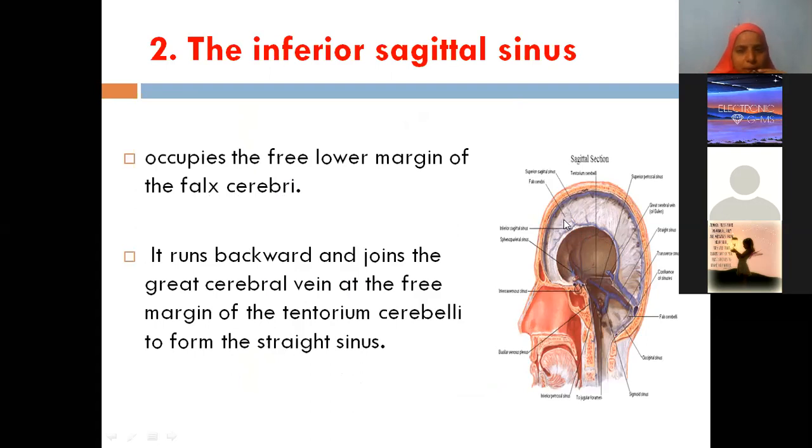It is also running backwards, and here there is a vein actually. This is actually straight sinus. In continuation with straight sinus, the name of this vein is great cerebral vein of Galen. So the inferior sagittal sinus is pouring its blood into the great cerebral vein at the free margin of tentorium cerebelli to form the straight sinus. Further continuation, you call it as straight sinus.